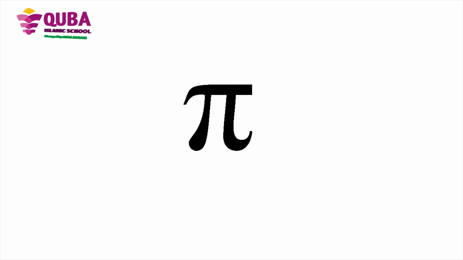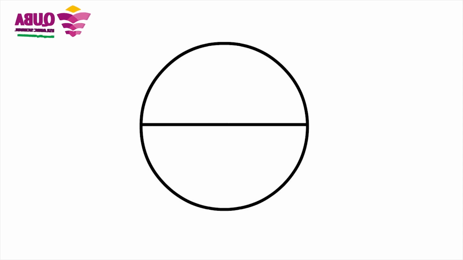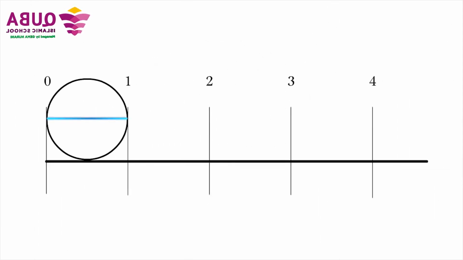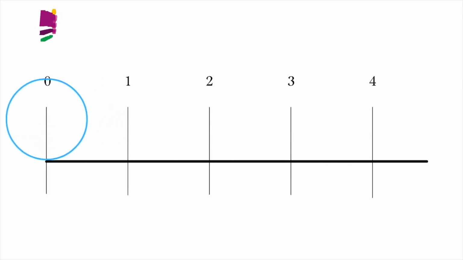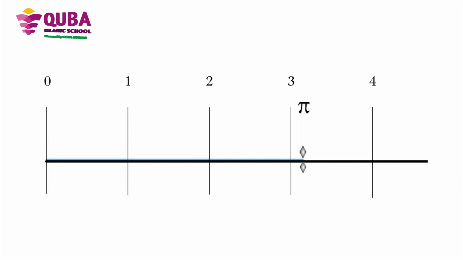This is pi, but how do we calculate it? First, we'll draw a perfect circle, and then its diameter. If we take the diameter to equal 1 unit, then measuring the circumference will give us pi.